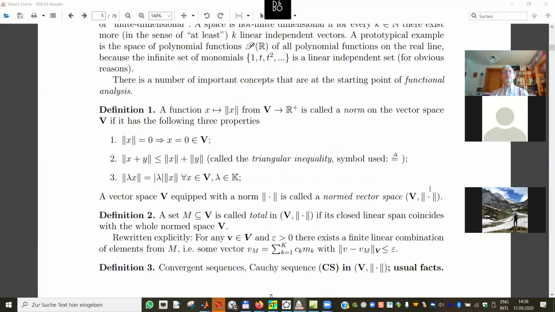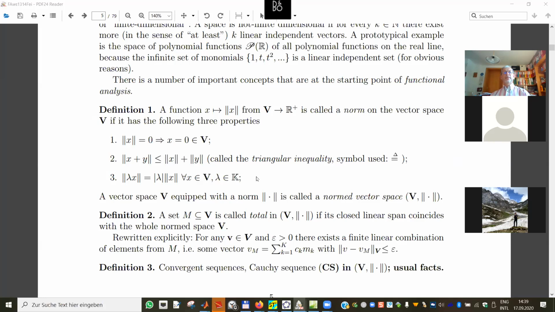The first one: the size is of course positive, so you're assigning to each vector a number which is non-negative. And of course, if the norm is 0, if you say it's of size 0, it should be the 0 element, so the neutral element in this additive structure. It should be what is called homogeneous, which is property 3.